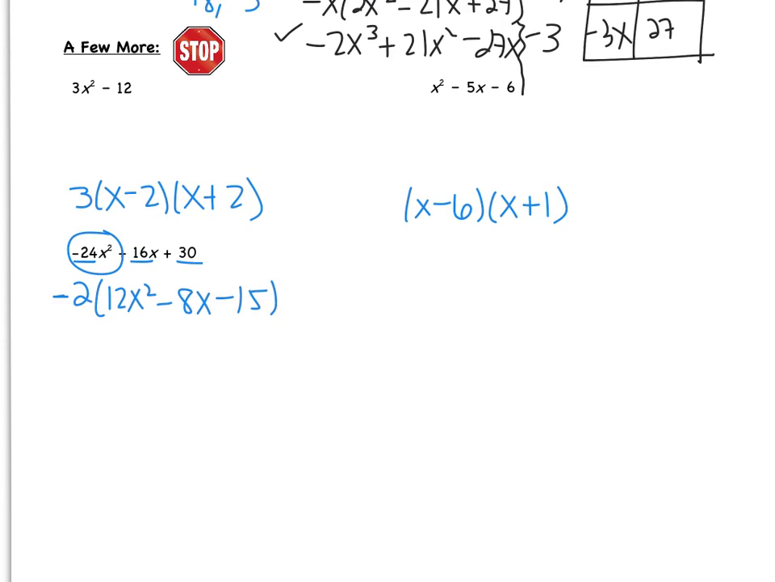Now, 3 terms. First term has a coefficient that's not 1, so then you should have multiplied your first term and your last term, and you ended up with negative 180. So you should be looking for 2 numbers that multiply to negative 180, but add to negative 8. Once you found those 2 numbers and you did your split the middle, you should have ended up with a final answer of negative 2 multiplied by the quantity 6x plus 5 times 2x minus 3.